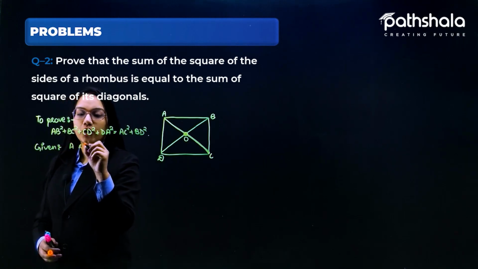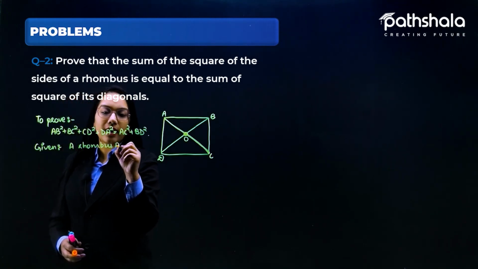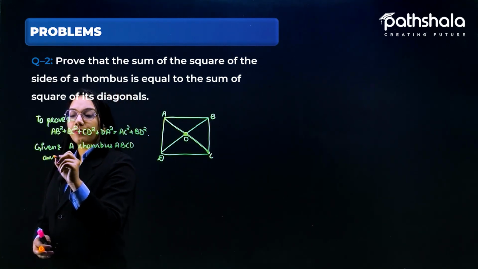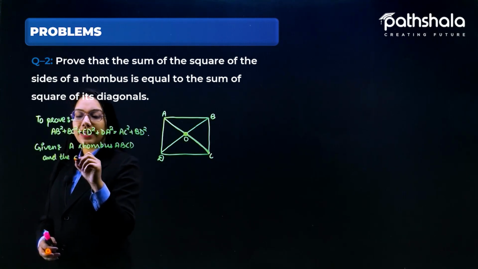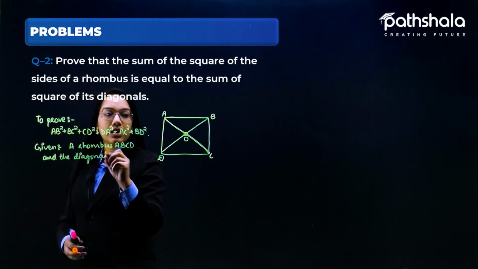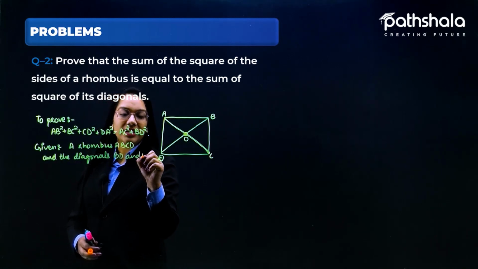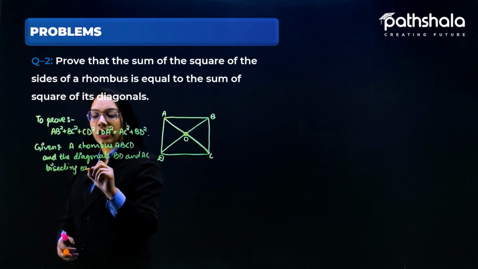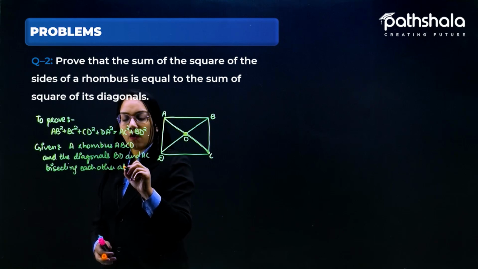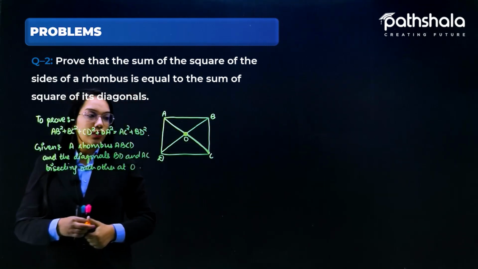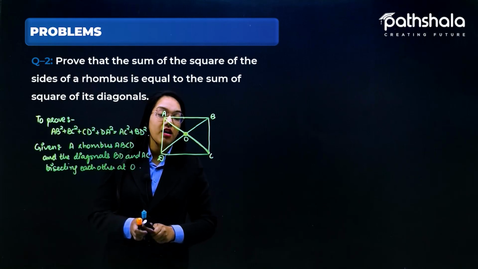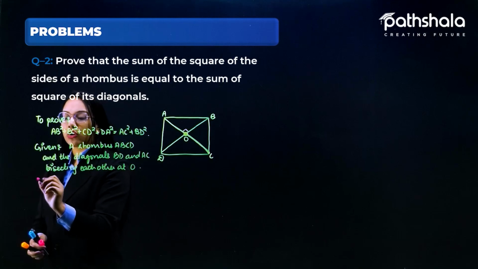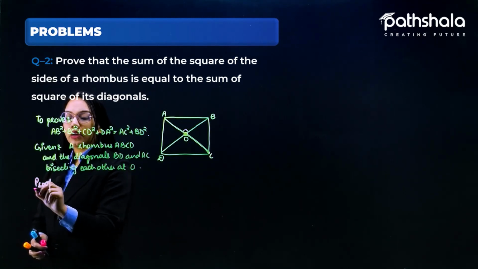We are given a rhombus ABCD, and the diagonals BD and AC bisecting each other at O. Since we know that the diagonals of a rhombus bisect each other, it means they form an angle of 90 degrees here. So if they form an angle of 90 degrees, let's start with the proof of this question.